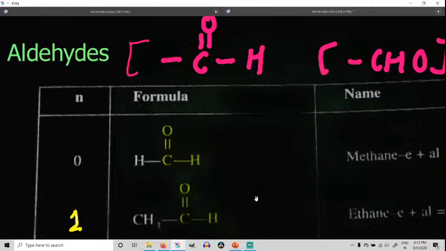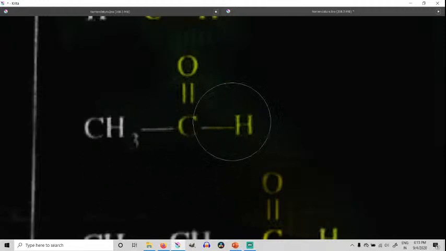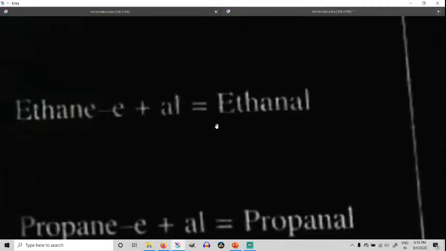So methanal it will be. Suppose you find two carbon atoms, in this case you can see there are two carbon atoms: CH3, C double bond OH. Understood? So for that, what will be the IUPAC name? The root word will become eth, and as per the rule, an plus al. So ethanal will be the correct answer. The name of this structure will be ethanal.